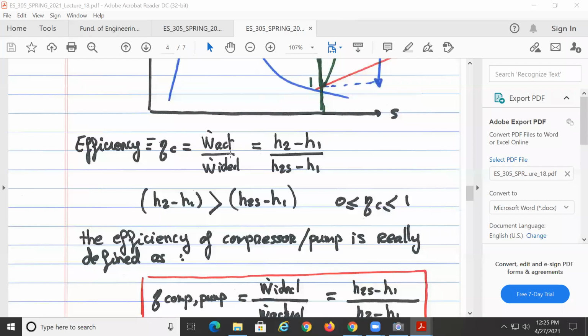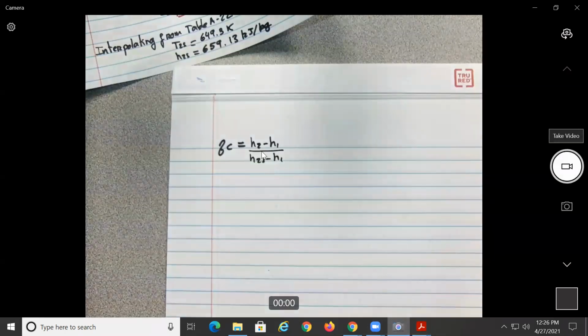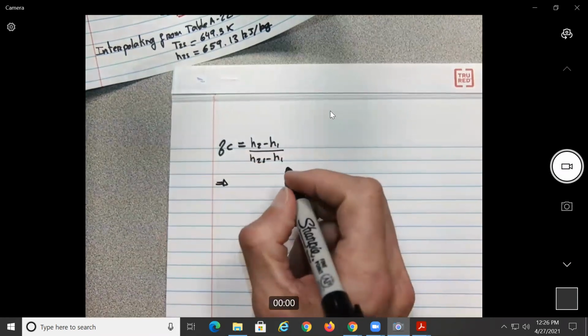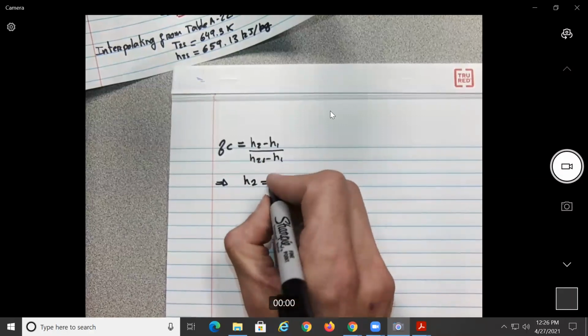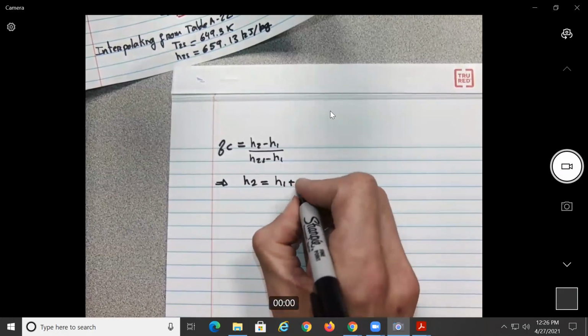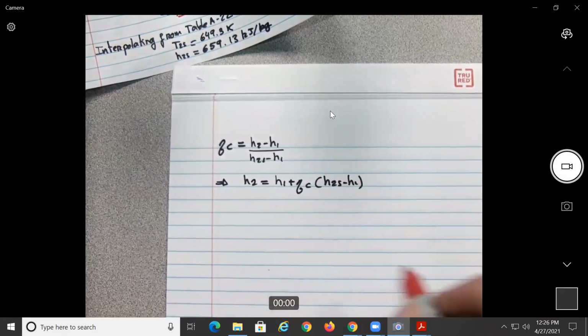So going back to the notes, we found that the efficiency of the compressor is equal to H2 minus H1 over H2S minus H1. So basically we need to find H2. We know H1, we know H2S, no? So this is going to give us that H2 is equal to H1 plus the efficiency of the compressor times H2S minus H1.